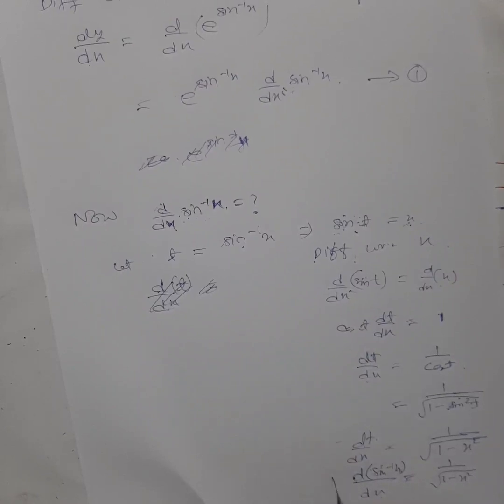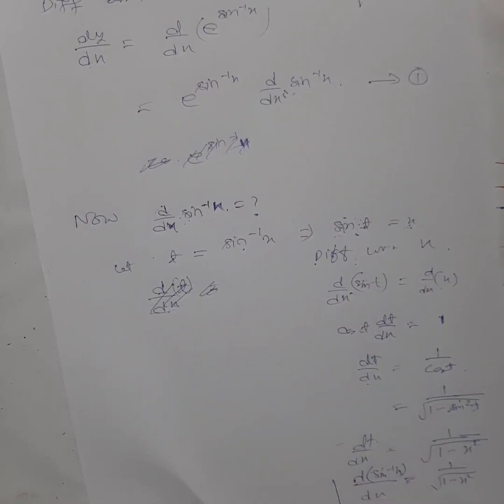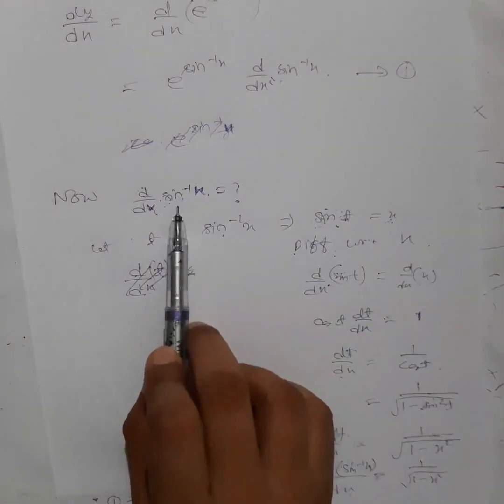Okay, so this will be your answer. After this you cannot simplify. E to the power sine inverse x into 1 by square root of 1 minus x square. So you can write e to the power sine inverse x by square root of 1 minus x square directly. Okay, so this is for those who have not done this differentiation which I have asked you.